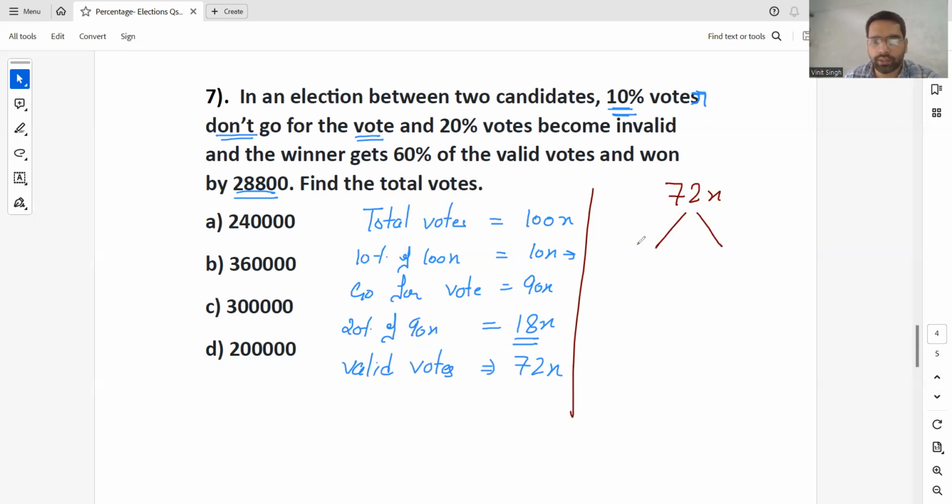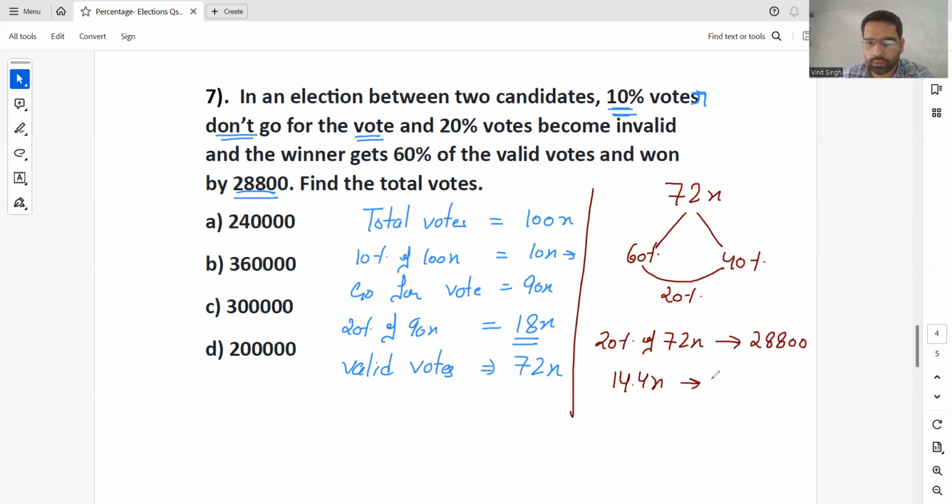And the winner gets 60%, runner-up gets 40%. Here the difference is 20%. 20% of 72x is equal to 28,800. Now 20% of 72x is equal to 14.4x, which equals 28,800. So x is equal to 2000.